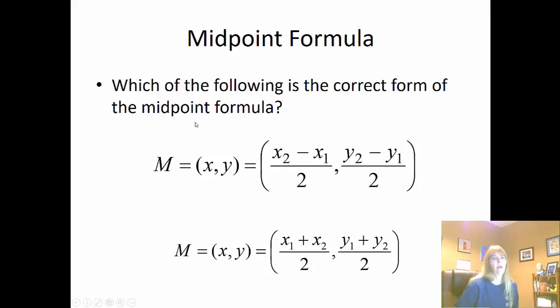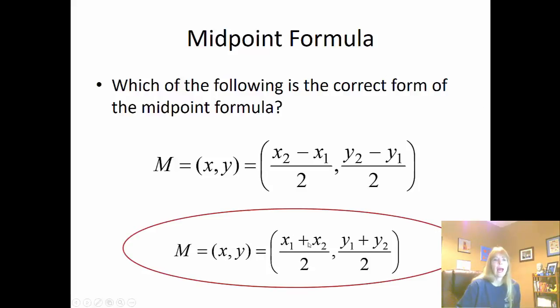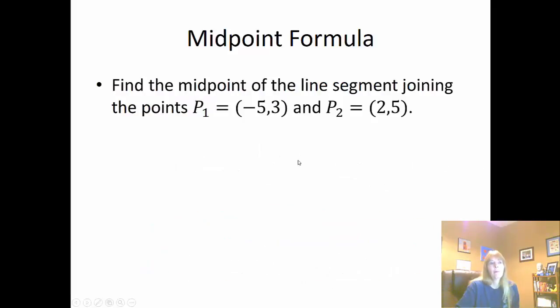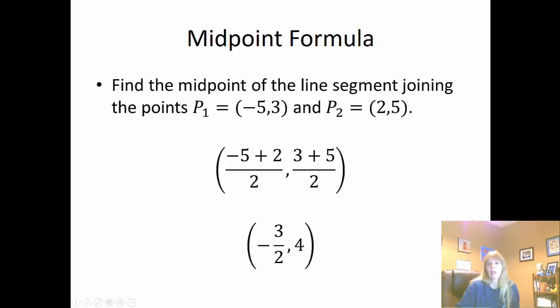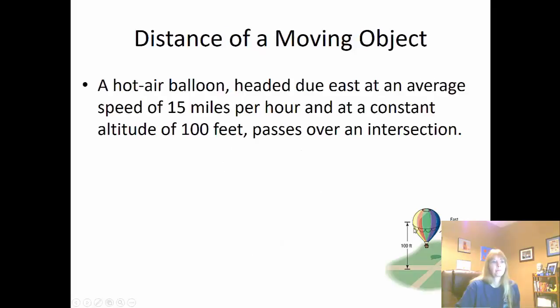Midpoint formula, which of the following is the correct form for the midpoint formula? This one, you're adding together the values and then dividing by 2. You're cutting it in half, getting the midpoint. Again, let's go through an example. If I want to find the midpoint between these 2 points, then I simply plug in my x's, add them, and divide by 2. I plug in my y's, add them and divide by 2. So this point here would be the midpoint between those 2 points.